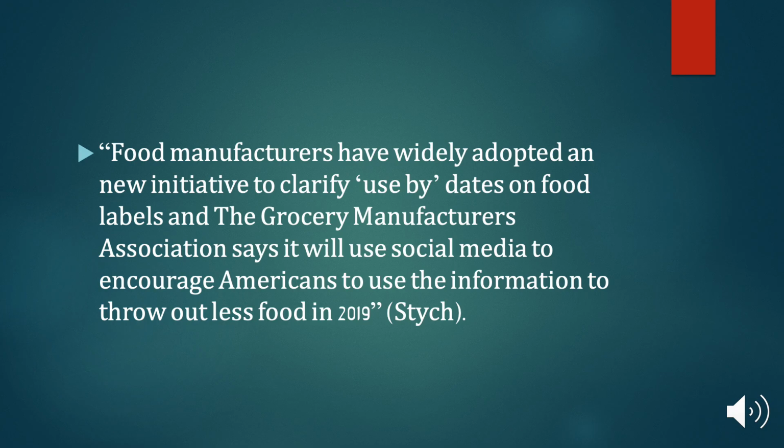Food manufacturers have widely adopted a new initiative to clarify use-by dates on food labels, and the Grocery Manufacturers Association says it will use social media to encourage Americans to use information to throw out less food in 2019.